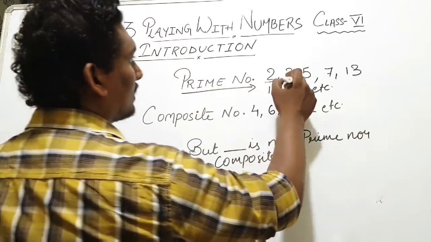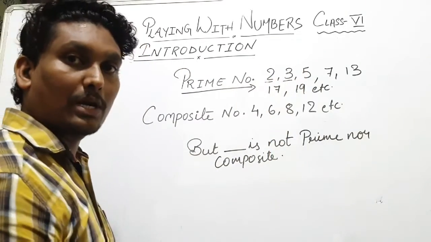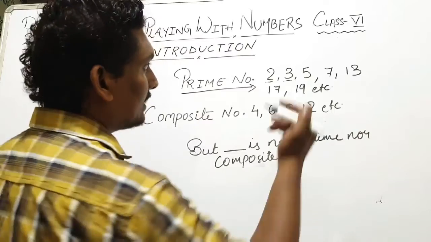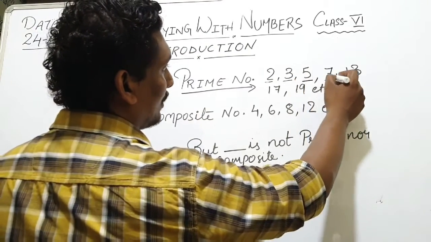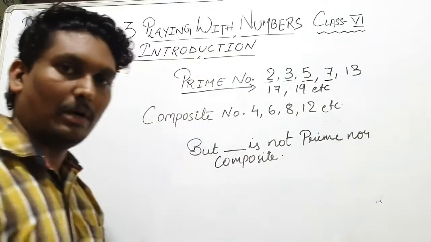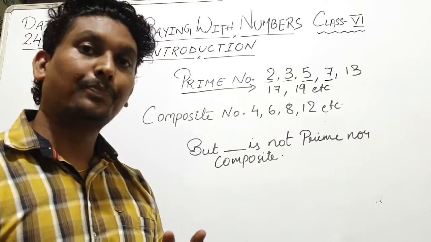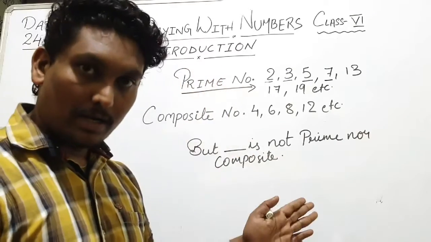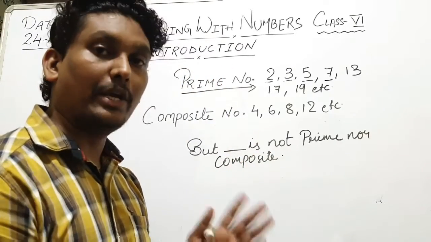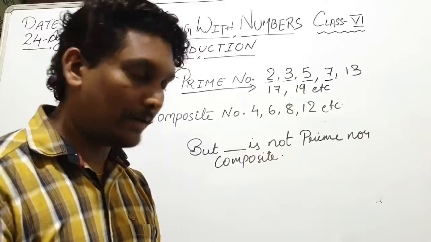Okay, same case with 3 also. 3 comes in the table of 1 and 3. Same case with 5 also, 7 also. So all those numbers which come in the table of 1 and the number itself, they are called prime numbers, right?